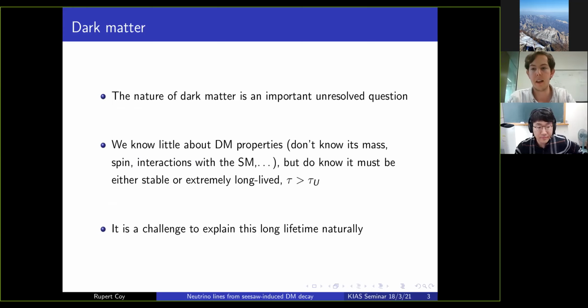We know very little for certain about dark matter, but one of the few things that we do know very well is that it must be either very long-lived or indeed exactly stable. This is already a challenge because most of the particles we know decay, and indeed decay very, very quickly. So to come up with a model where dark matter naturally is stable or lives very long is already not that easy.